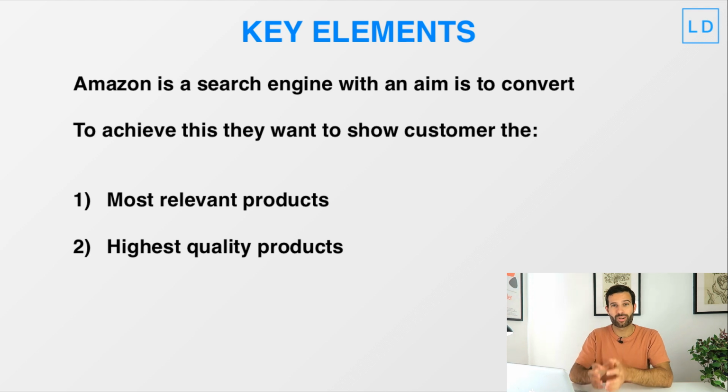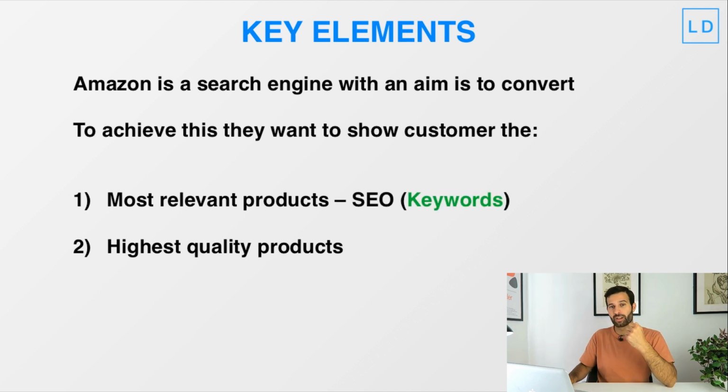So if we want our product to sell like crazy, we want to rank on Amazon. We want Amazon to show our product as high up on the search results as possible. And to be able to do that, we need to show Amazon that number one, our product is highly relevant to that customer's search term. And number two, that we have a really high quality product. So the way that we can show Amazon that our product is relevant to that customer's search term is by improving our SEO, by including the correct keywords that best describe our product. So that's why keywords are important.